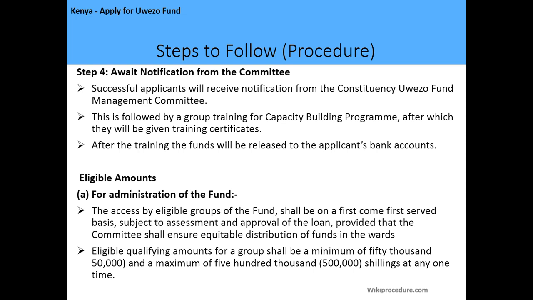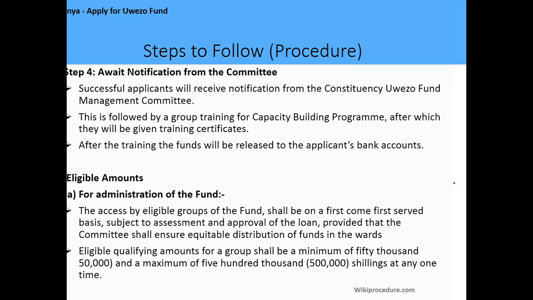First of all, for administration of the funds, access by eligible groups shall be on a first come first served basis, subject to assessment and approval of the loan, provided that the committee shall ensure equitable distribution of funds in the wards. So it's on a first come first served basis, so make sure you apply for your loan early once the advertisement has been made. Eligible qualifying amounts for a group shall be a minimum of 50,000 shillings and a maximum of 500,000 shillings at any one time.